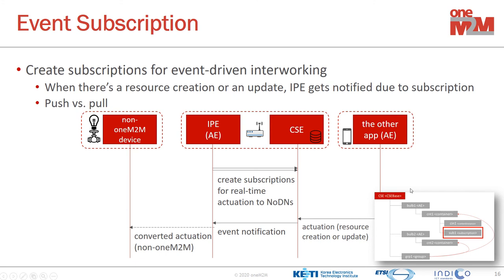And there should be the subscription for the real-time communication. The IPE creates the subscription for the actuation of device 1 and device 2, for example. Then whenever there is a new event, like the content instance creation or flex container update, the IPE can get the event notification from the CSE, from the platform. That event was originated by the oneM2M applications, because they created the new command as a resource where they updated the command.